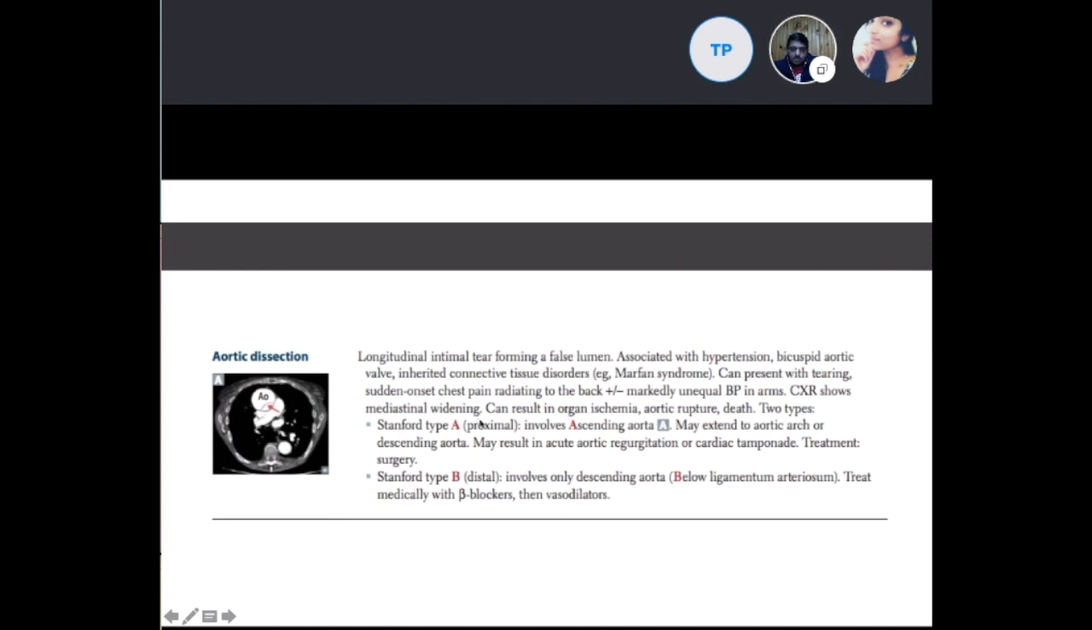There are two types. One is the proximal, which involves the ascending aorta, so the A for A. That can lead to aortic regurgitation, as we've talked about, because the leaflets can't close, and cardiac tamponade. The treatment for that is surgery. Or B, the Stanford type B, only involves the descending aorta, below the ligamentum arteriosum, and the treatment is medical, with beta blockers and then vasodilators.